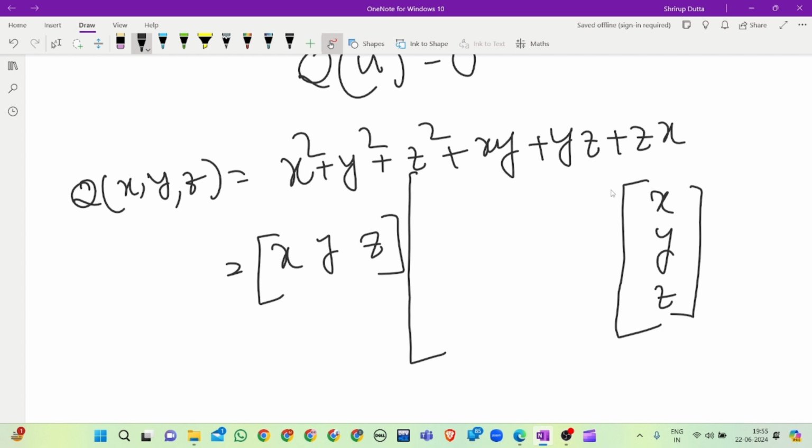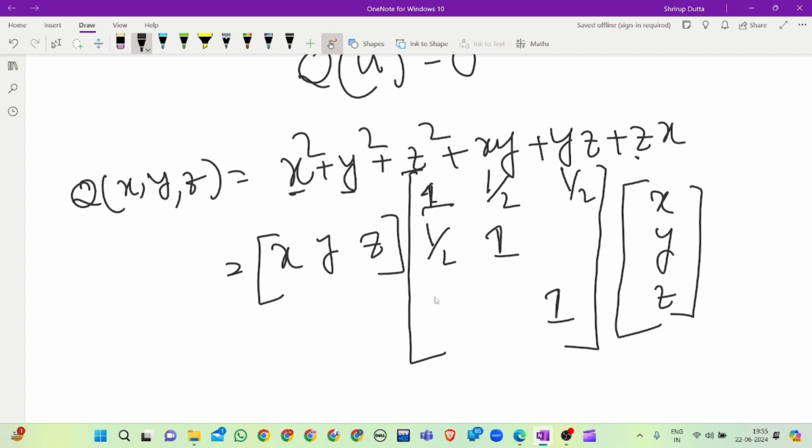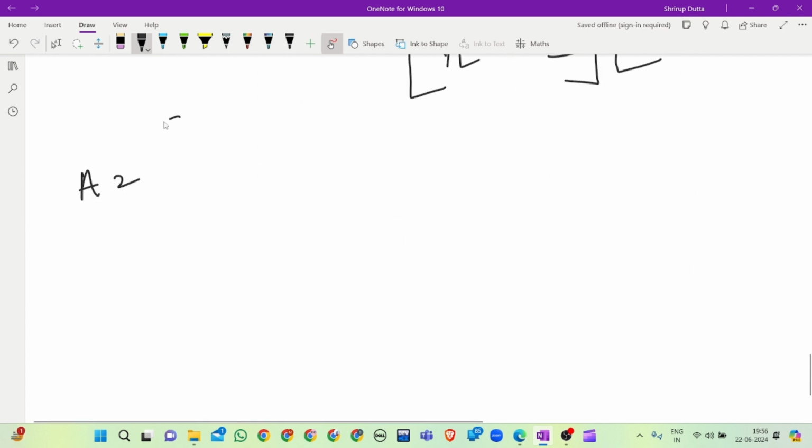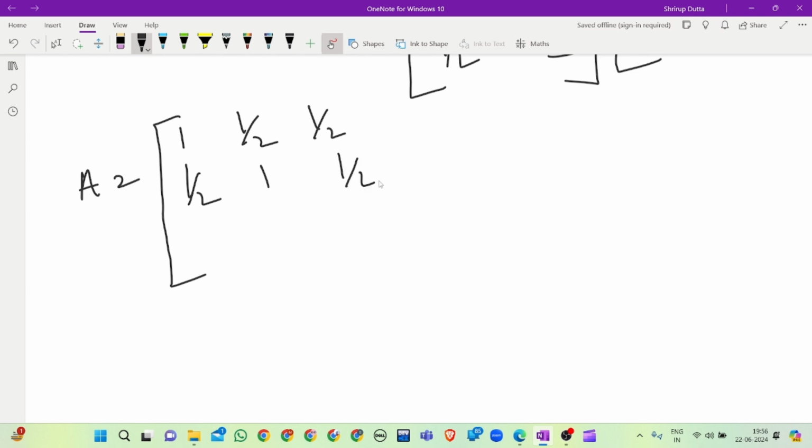we know how to find this. We have the coefficients of x square, y square and z square, and we will take these on the diagonal. We have the coefficient of xy as 1, so we will take half and half for the xy positions, and for the zx positions we have the same coefficient 1, so we take half and half, and for the yz positions we have the same coefficient. So the matrix we have, A, is 1, half, half; half, 1, half; and half, half, 1.